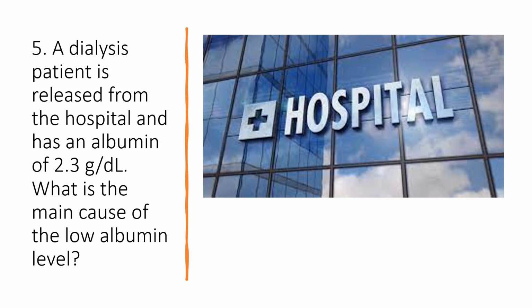Final question: a dialysis patient is released from the hospital and has a serum albumin of 2.3 grams per deciliter. What is the main cause of the low albumin level? That's right, inflammation. So recall that albumin is a negative acute phase reactant protein, meaning that the liver makes less of it when the body is sick and inflamed. So low albumin levels in acutely ill patients generally reflect inflammation rather than poor nutrition, although as I said earlier, those two can go hand in hand.